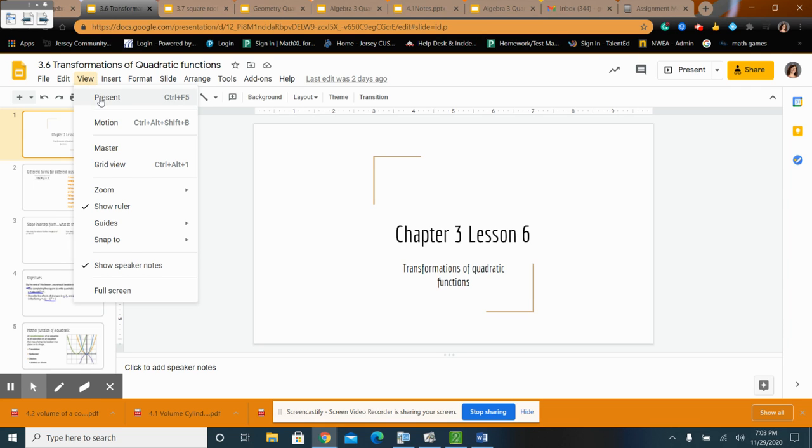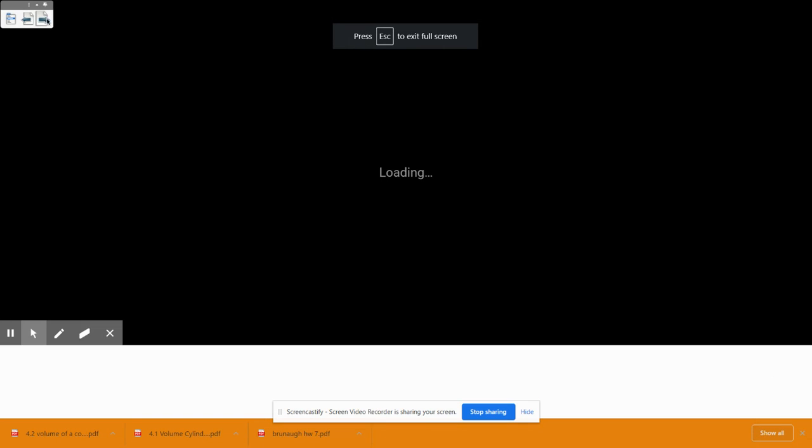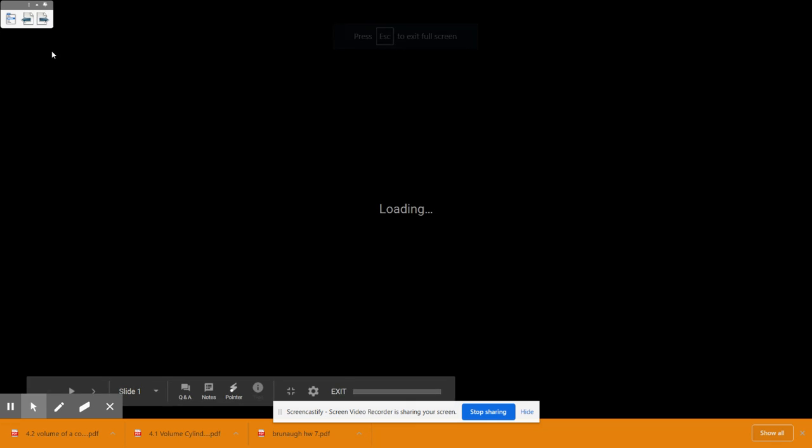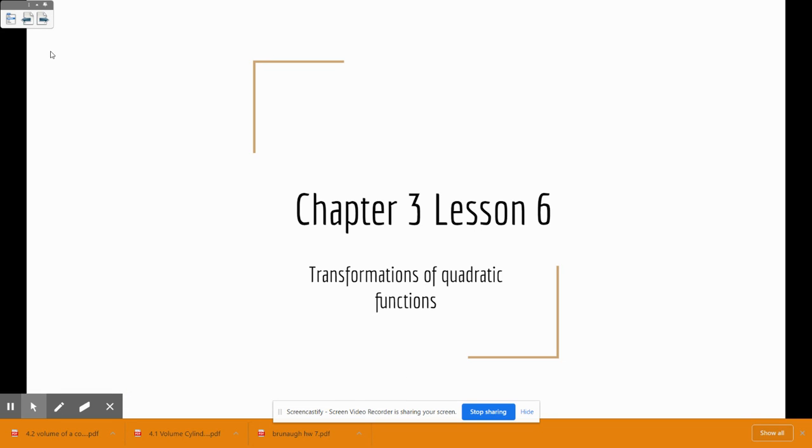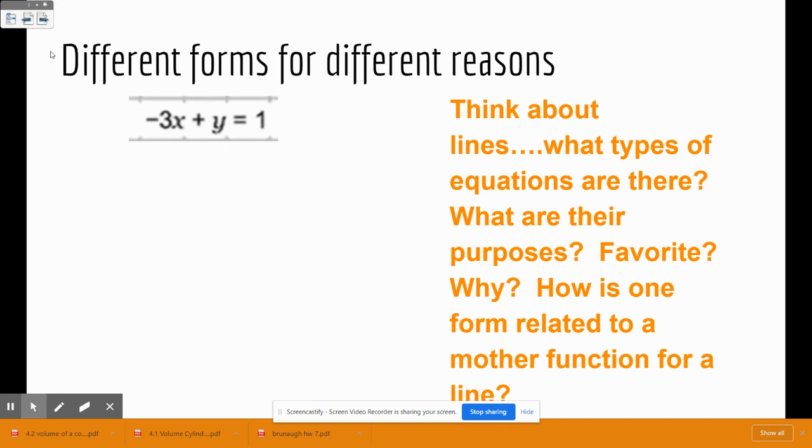Okay, we're going to talk about probably what I wish would have been a little bit earlier in this chapter, and that is about graphing and transforming quadratic functions. So this is transformations of quadratic functions, and we're going to start with a little reminder about lines.